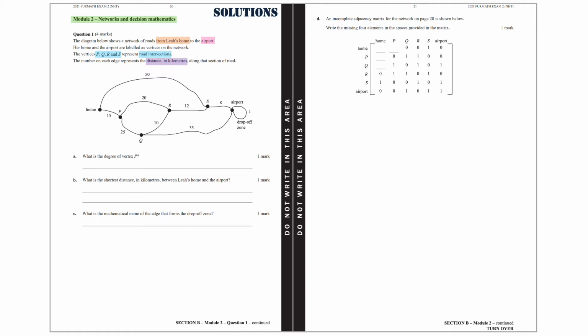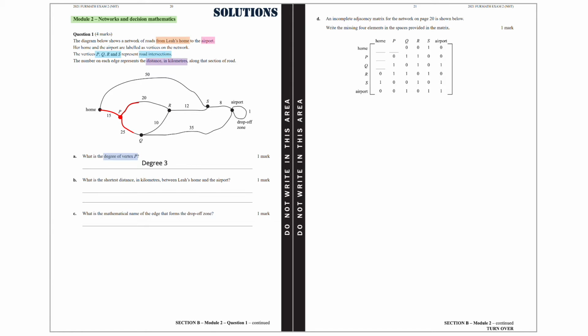Part A. What is the degree of vertex P? Since there are 3 roads going into P or from P out, the degree is 3.